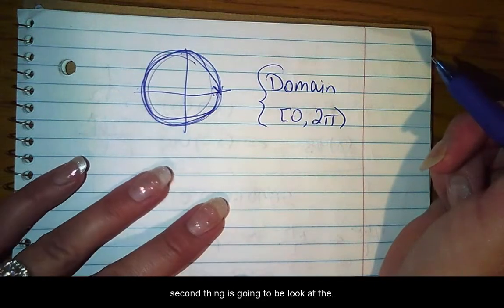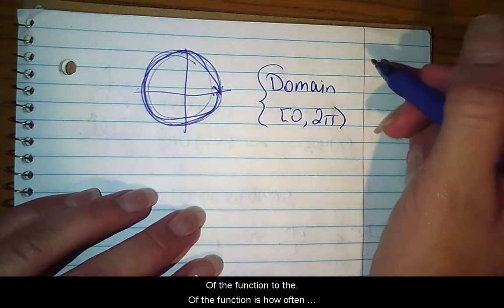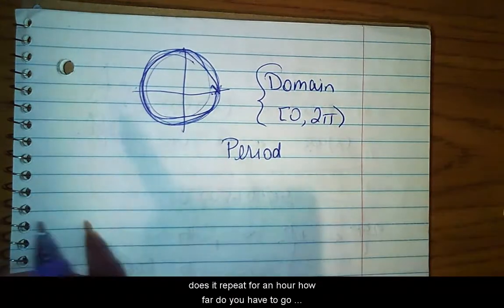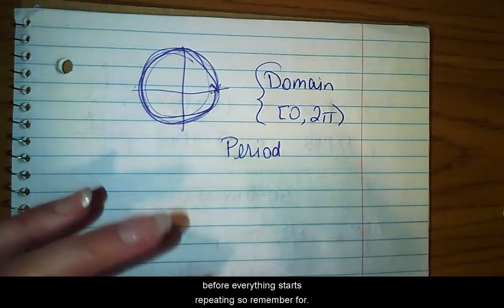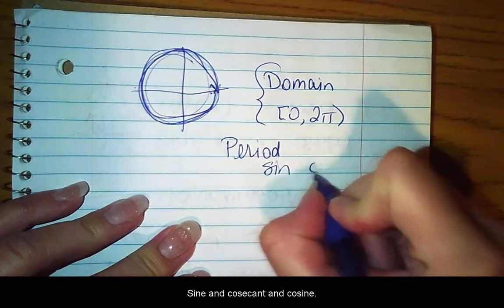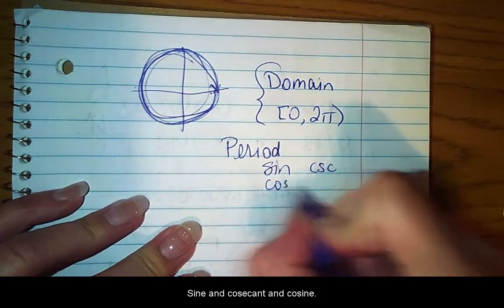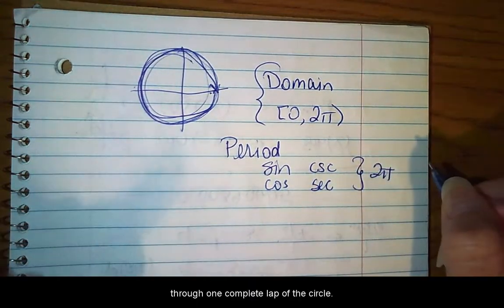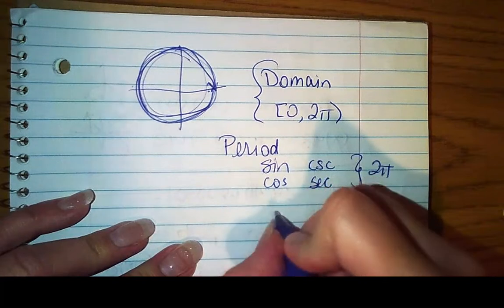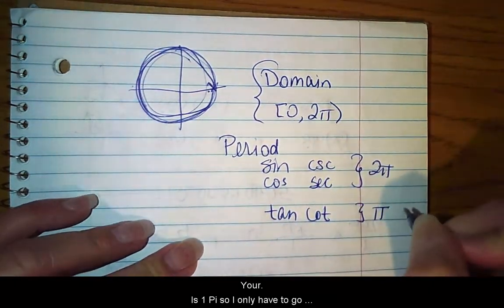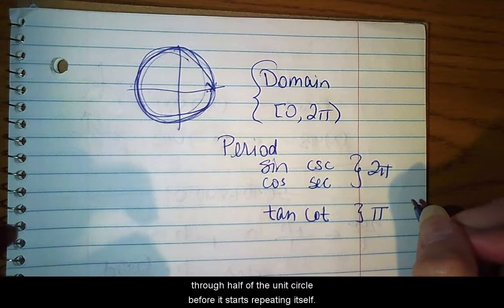And then the second thing is to look at the period of the function. The period of the function is how often it repeats, or how far you have to go before everything starts repeating. So remember, for sine and cosecant and cosine and secant, your period is 2 pi. So I have to go through one complete lap of the circle. For tangent and cotangent, your period is pi. So I only have to go through half of the unit circle before it starts repeating itself.